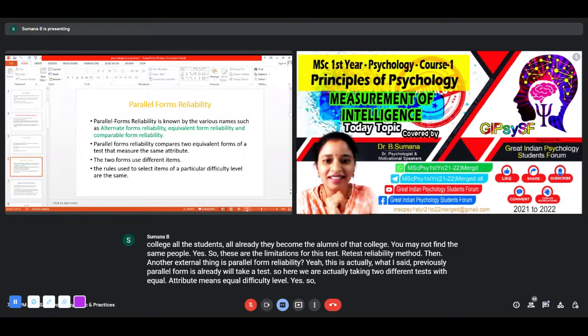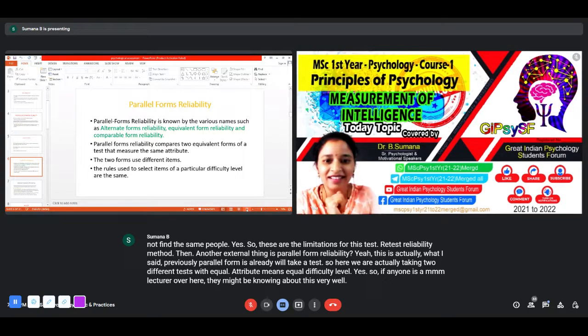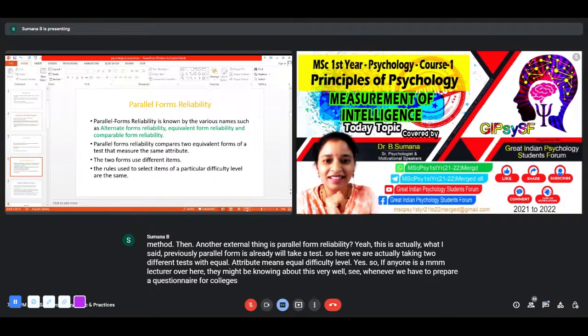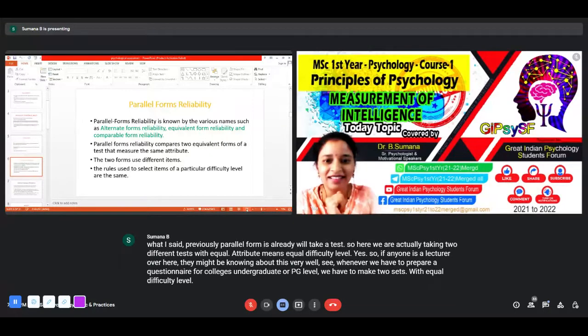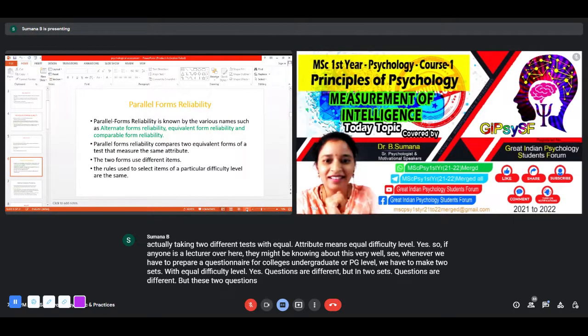If anyone here is a lecturer, they might know about this very well. Whenever we have to prepare a questionnaire for undergraduate or PG level colleges, we have to make two sets with equal difficulty level. The questions are different in the two sets, but the two sets of content should have equal difficulty level.